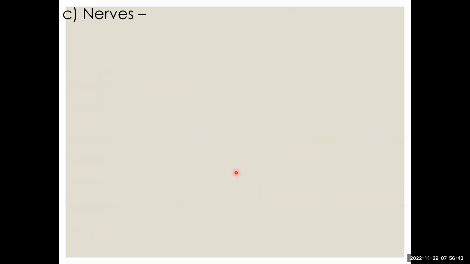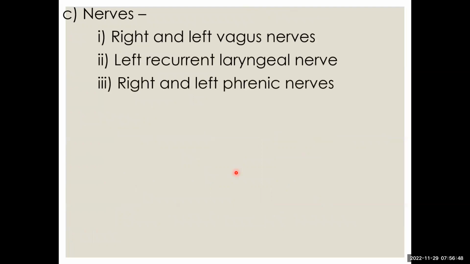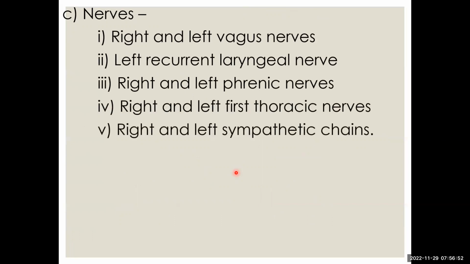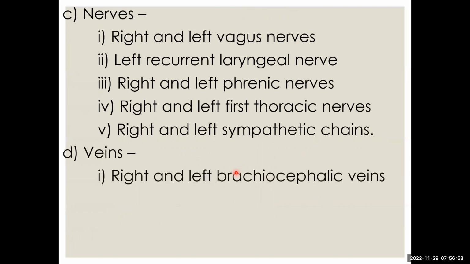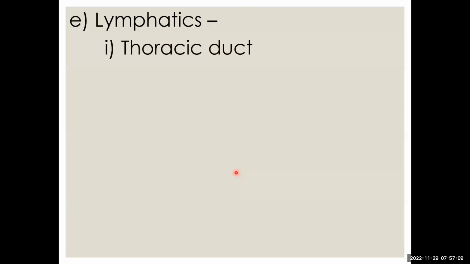Then the nerves are right and left vagus nerves, left recurrent laryngeal nerve, right and left phrenic nerves, right and left first thoracic nerves, and right and left sympathetic chains. These are also passing from the neck into the thoracic cavity. Veins are right and left brachiocephalic veins, right and left first posterior intercostal veins, and inferior thyroid veins. Then lymphatics: the thoracic duct passes from the thoracic cavity into the root of the neck.